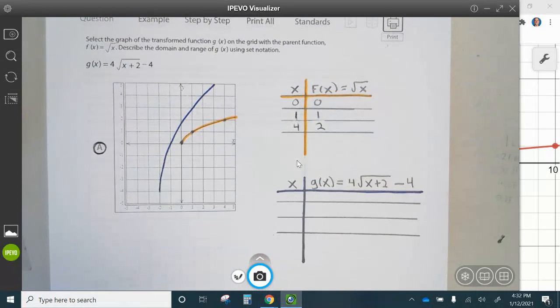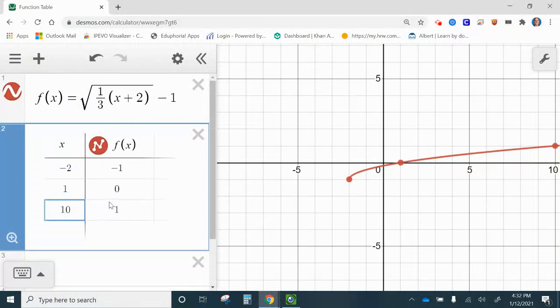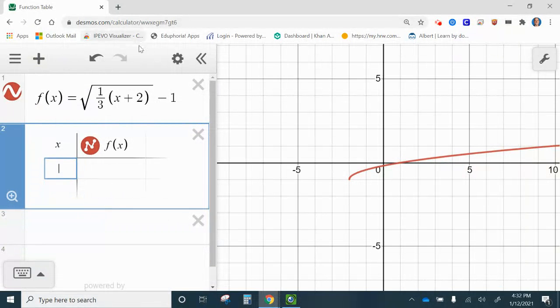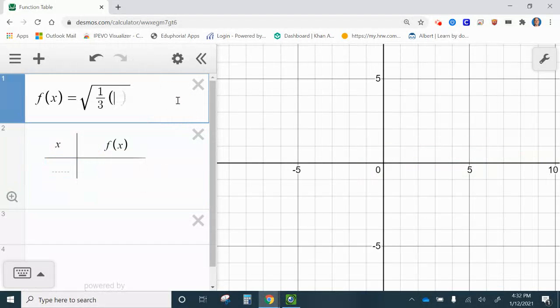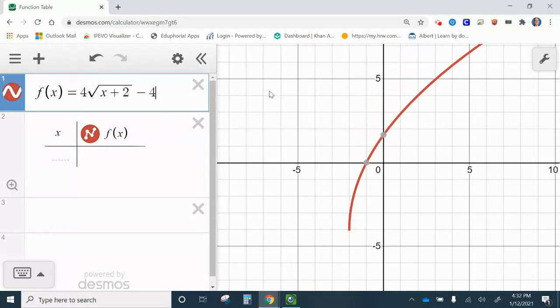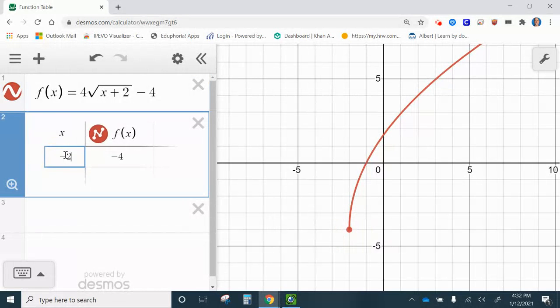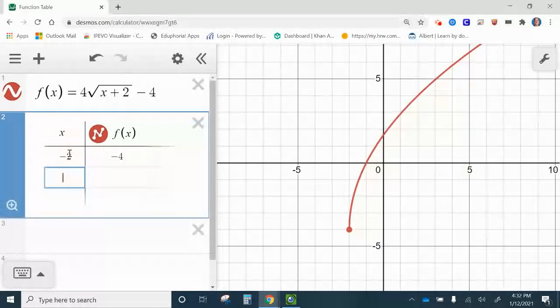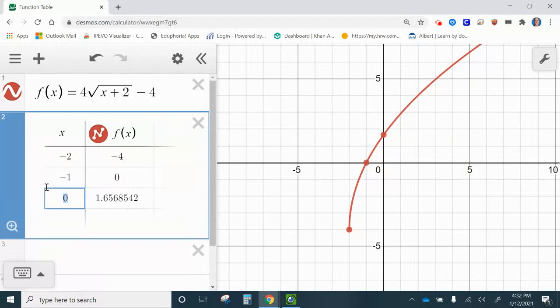Now to get g of x, let's go to Desmos. Delete this. We can leave the square root symbol. We want to put 4x plus 2 minus 4. Okay? This is going to be our first point. So -2, -4. Okay, that works. We can try -1. That works. 0 doesn't work. 1, 2, 2 works.